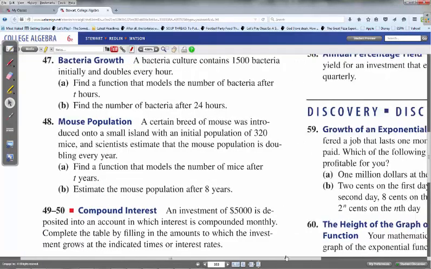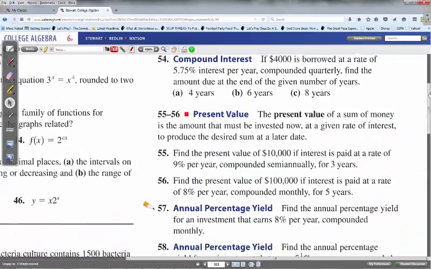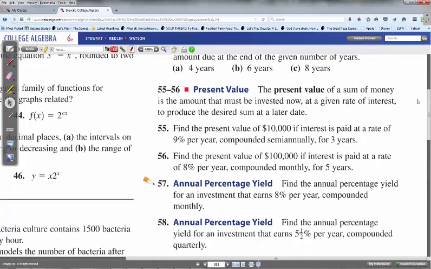Let's do an interest problem. Let's do 55 here. Find the present value of 10,000 if interest is paid at a rate of 9% per year, compounded semi-annually for 3 years. So semi-annually would be twice a year. So our new amount would equal, our principal was 10,000, so remember it was P times 1 plus r over n to the nt.